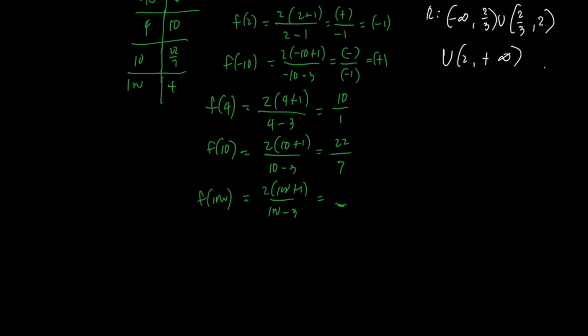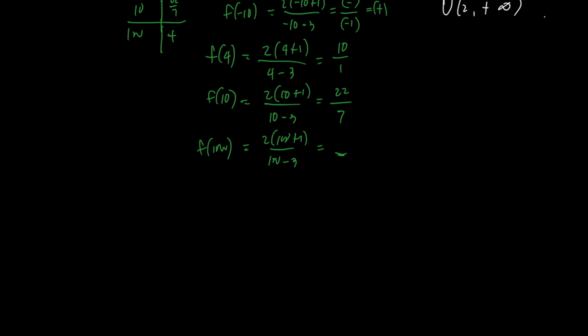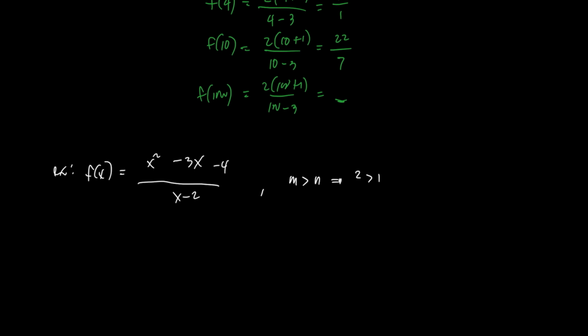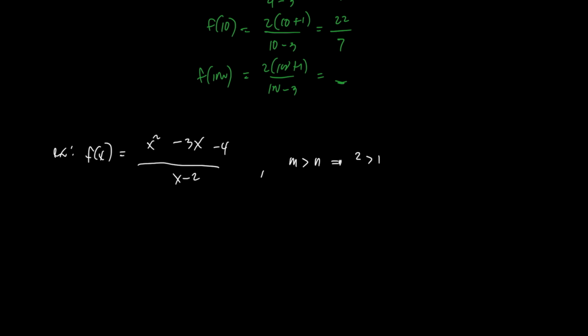Now, before we end this one, let's have the one with the oblique asymptote. Okay, this one, f of x is equal to, we will not graph everything, we will not solve everything. I will just show you how to find the oblique asymptote. x squared minus 3x minus 4 over x minus 2. In this case, our m is greater than n because 2 is greater than 1. So we don't have a horizontal asymptote for that, but we can have an oblique.